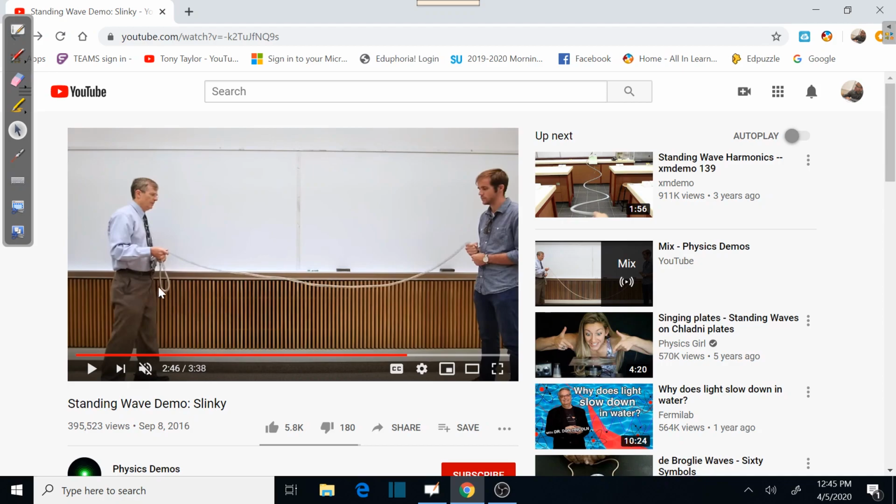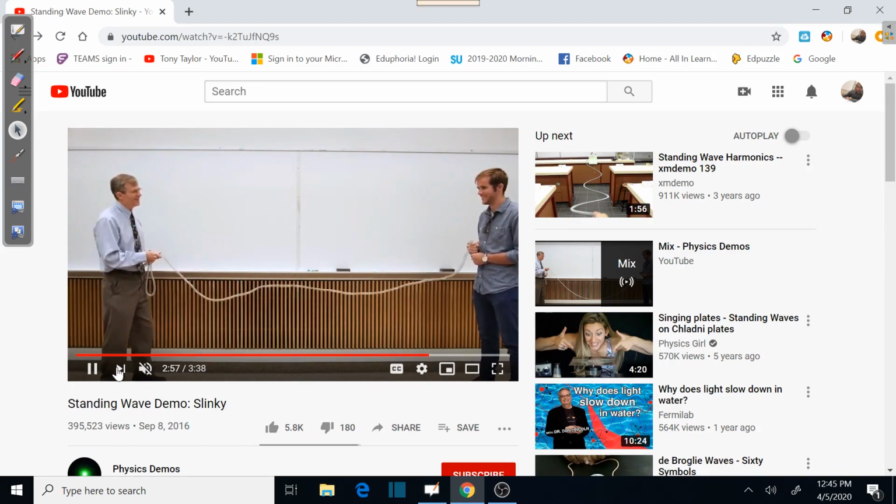In a moment, you're going to see this man begin shaking his hand up and down. And as he shakes his hand up and down, he's going to send pulses of energy traveling through the slinky, creating several transverse waves. And that looks something like this. Does everybody see that? That's an example of a transverse wave being produced within a medium, through this slinky.